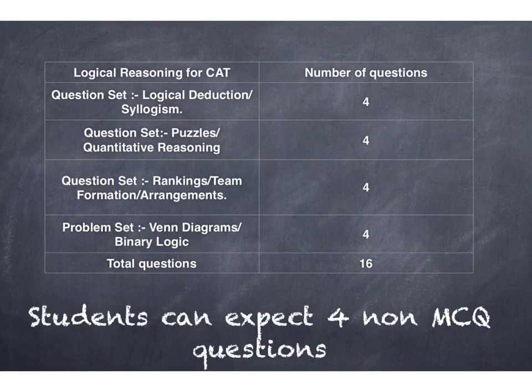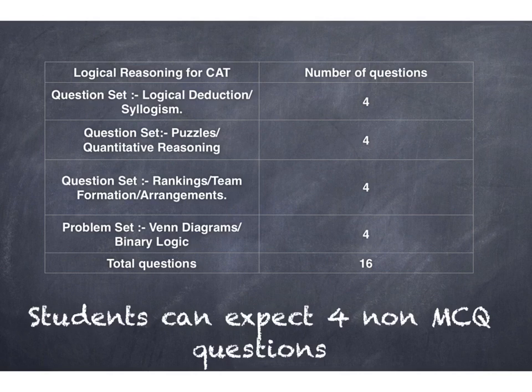Now guys, in logical reasoning for CAT, you got four types of question. Question set one, which may be first or anywhere, might be logical deduction or syllogism. There are going to be four questions on it. Then you're going to get the second type of question set, where it is going to be a puzzle maybe or quantitative reasoning. Again, the number of questions is going to be 4.